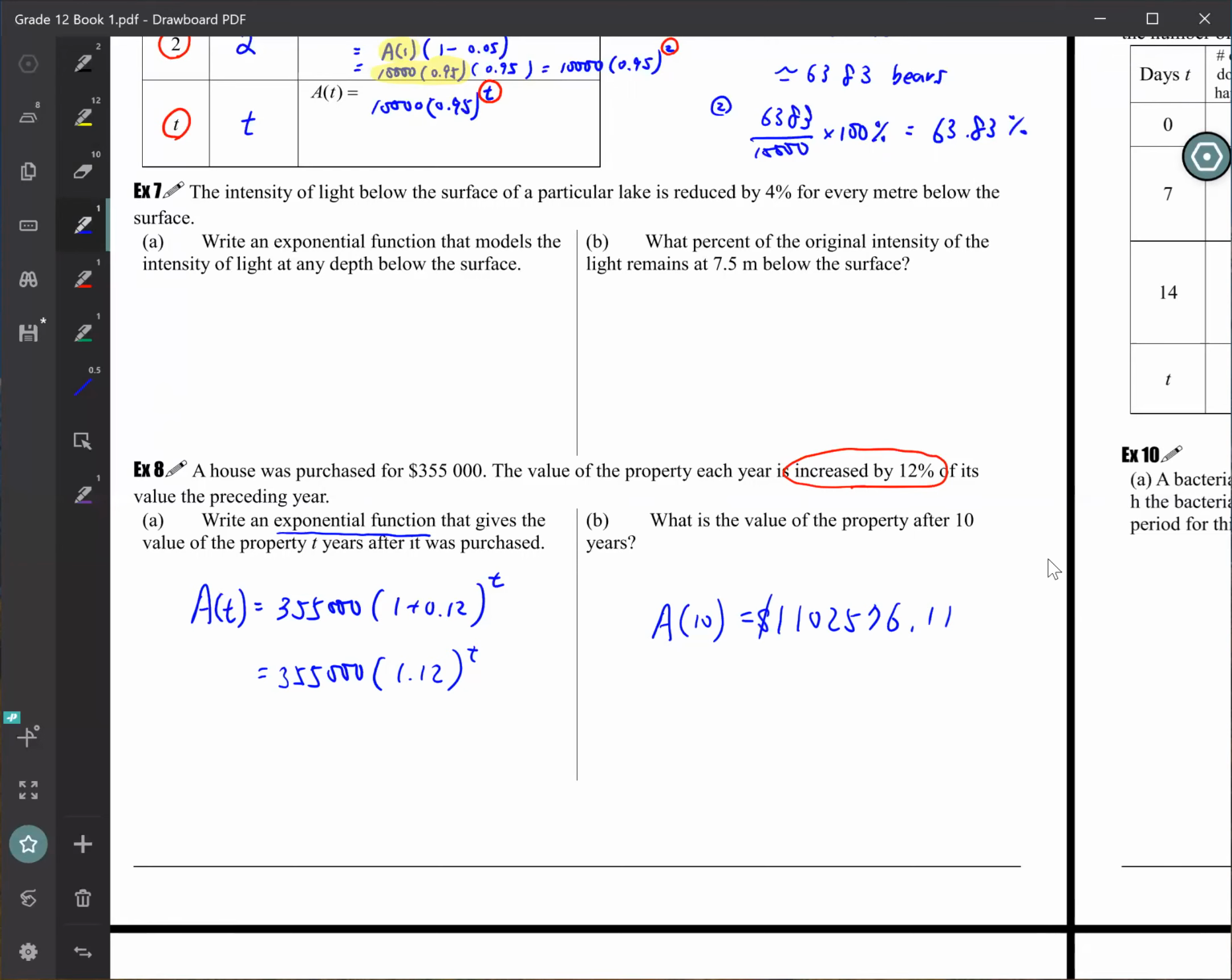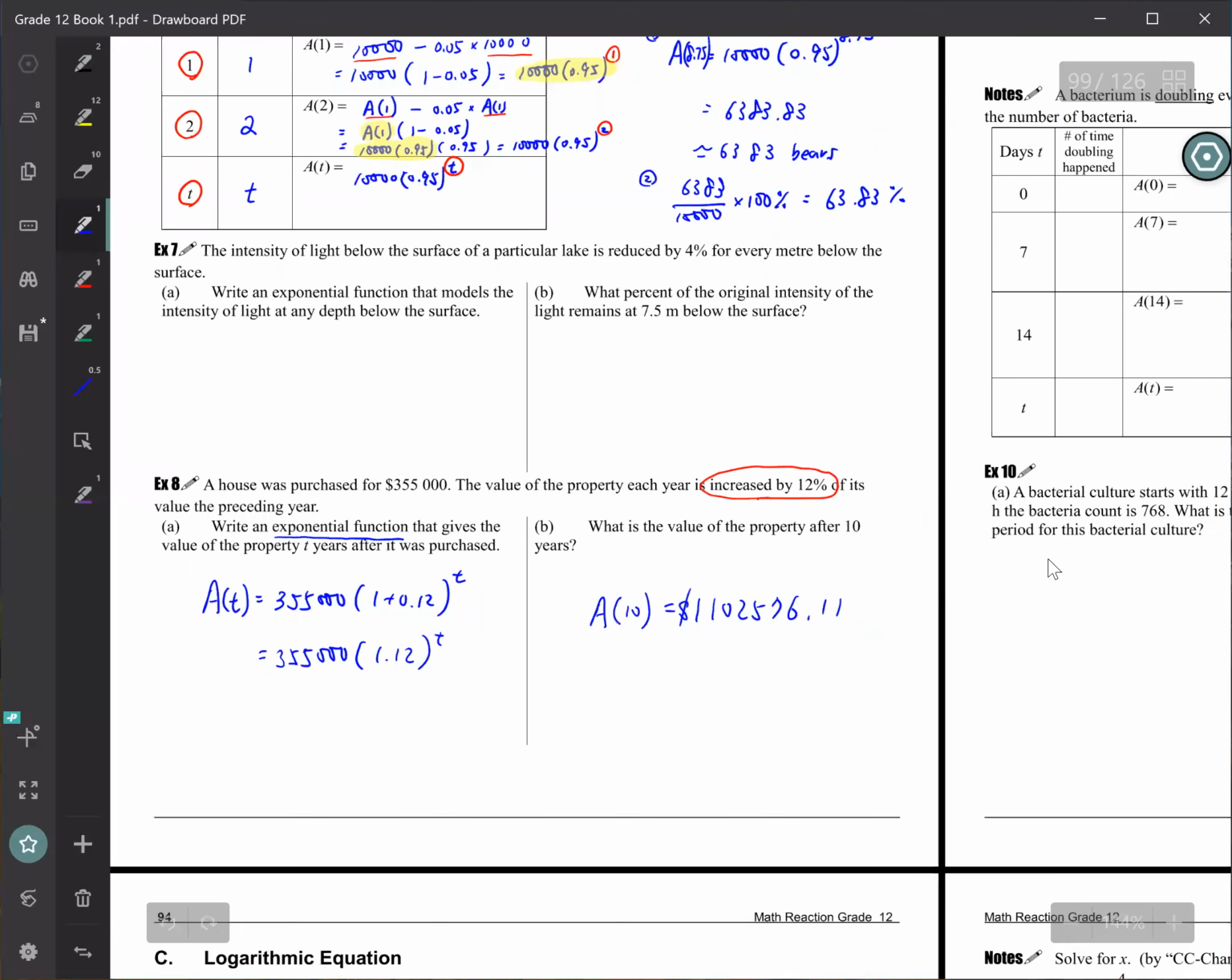Okay, so that's a big difference, right? If it's a 12% increase, you can actually make a lot of money, right? Just by buying the property, renting it out, right? And then after 10 years, okay, you got a lot more.